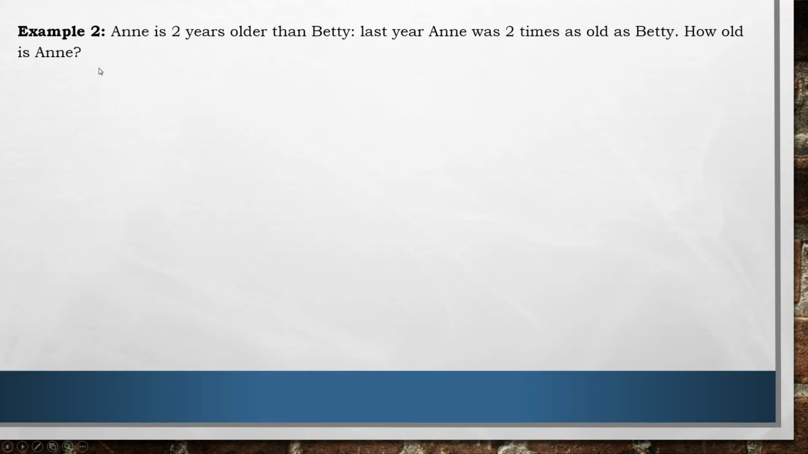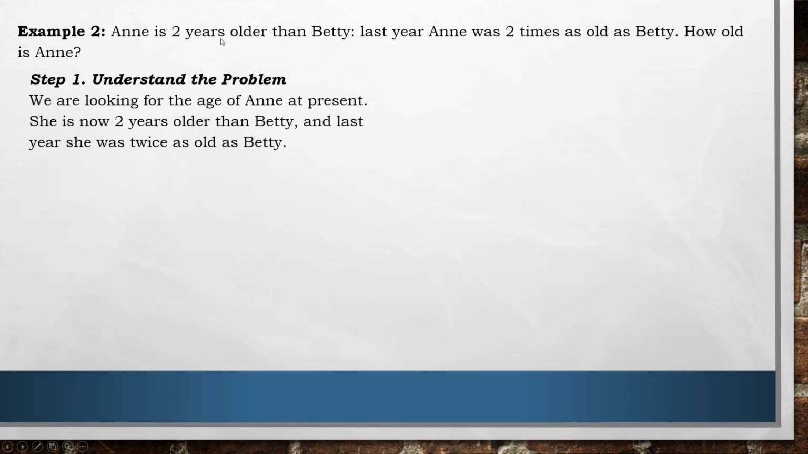Second example, Anne is 2 years older than Betty. Last year, Anne was 2 times as old as Betty. How old is Anne? So this is an age problem. So we have step 1. We have to understand the problem. Using the given sentences, we are looking for the age of Anne at present. She is now 2 years older than Betty, and last year, she was twice as old as Betty. So those are the givens in the sentences that you have read.